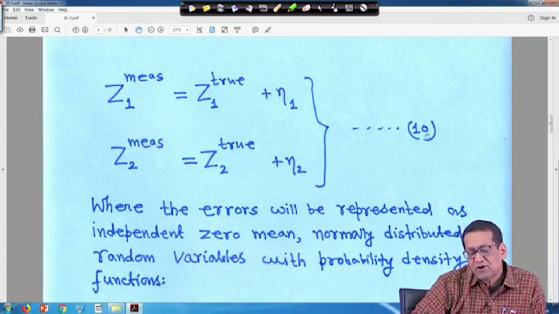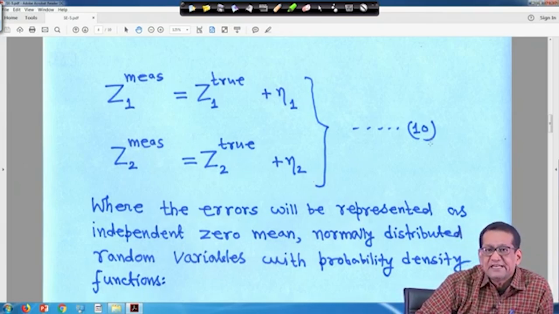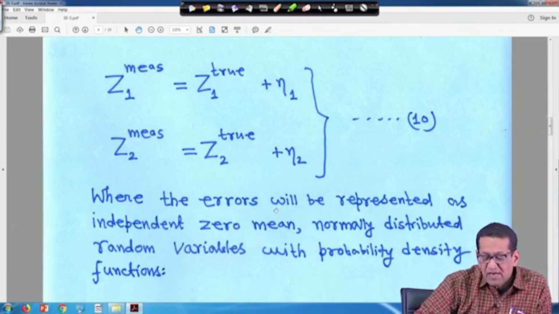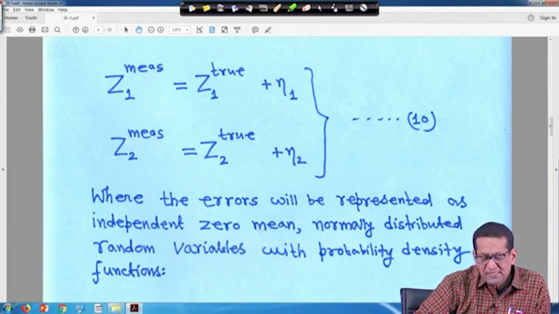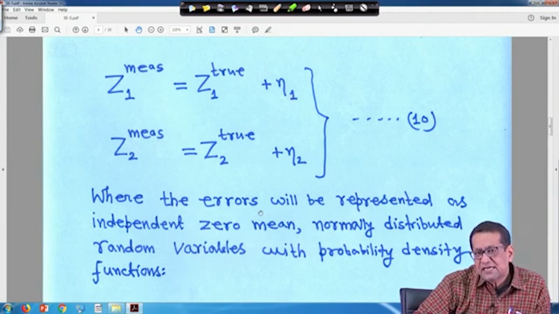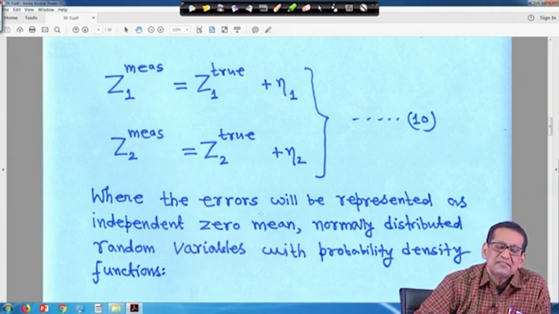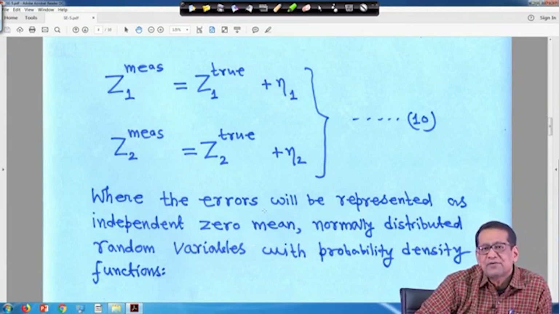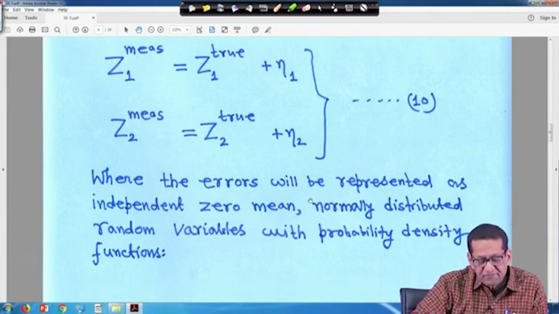So, these two equations combined we mark as equation 10, where the errors will be represented as independent zero mean normally distributed random variables with probability density function. They are not influencing each other; one meter reading is not influencing the other meter reading, they are completely independent.